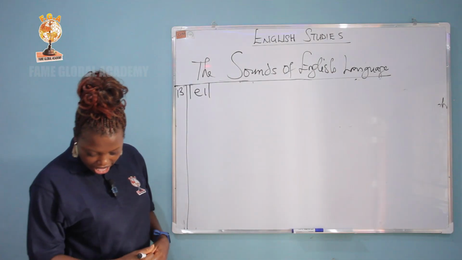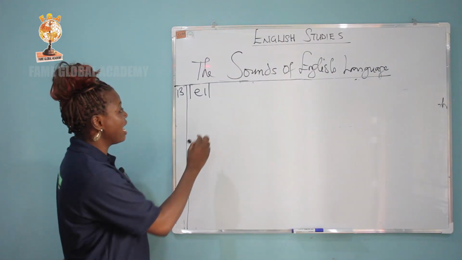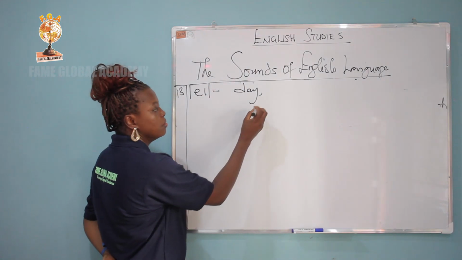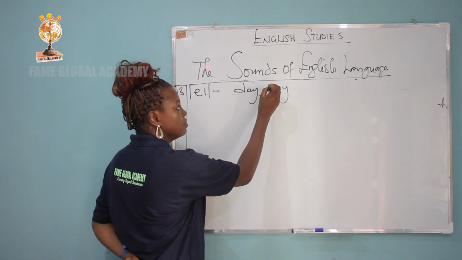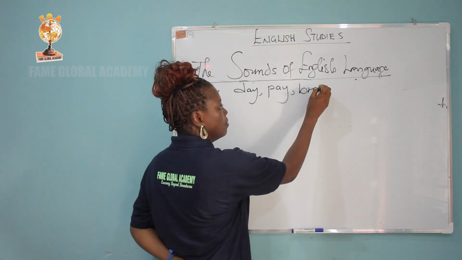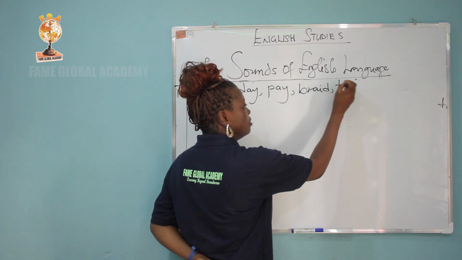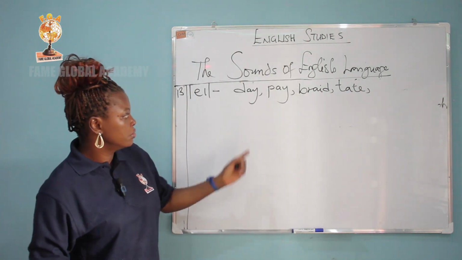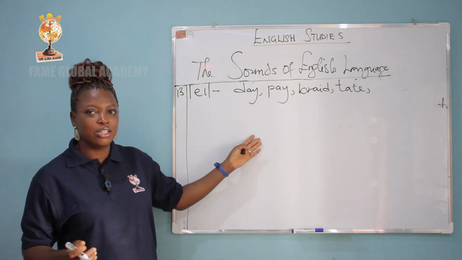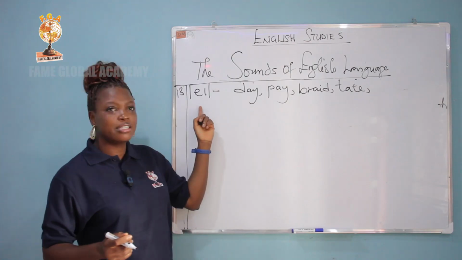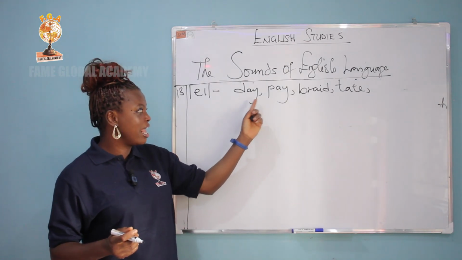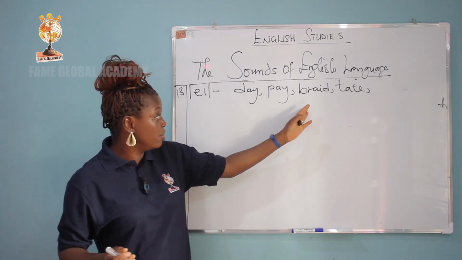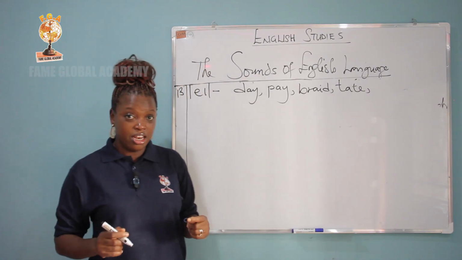So diphthong /eɪ/ is present in words like day, pay, braid, tail. If you look at these words, you realize that we have what? We have this /eɪ/ sound represented by AY, like in these first two words, and AI in the third word, and then letter A in the fourth word.